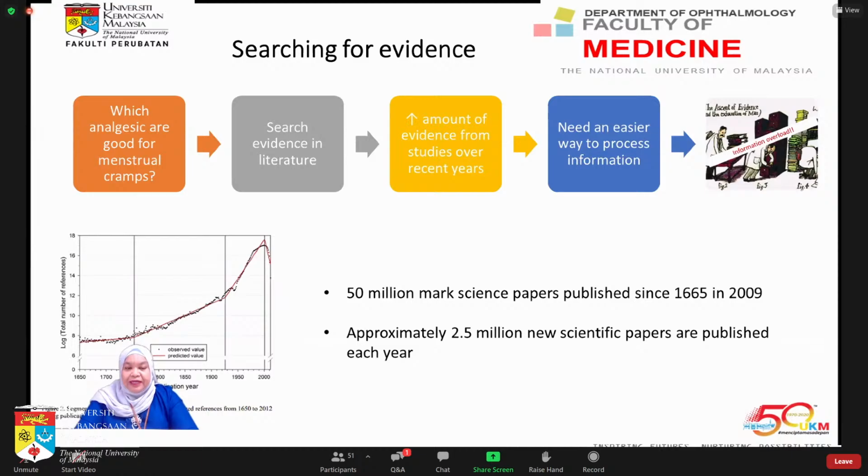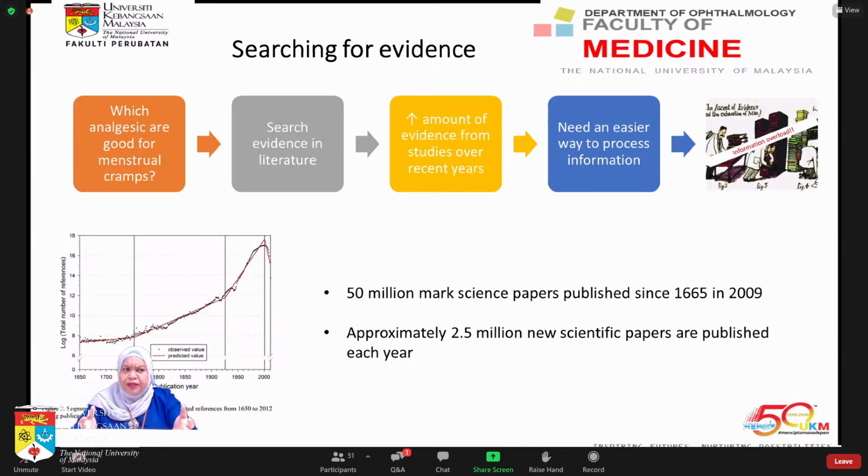First, you search for evidence from the internet, whether it's a Google search, but in our situation the evidence is searched in PubMed or Medline. But you see, there's a lot. If you search medication for menstrual pain, of course, there are a lot of studies done over the years. There are 50 million scientific papers published from 1665 to 2009, and approximately 2.5 million new scientific papers are published each year.